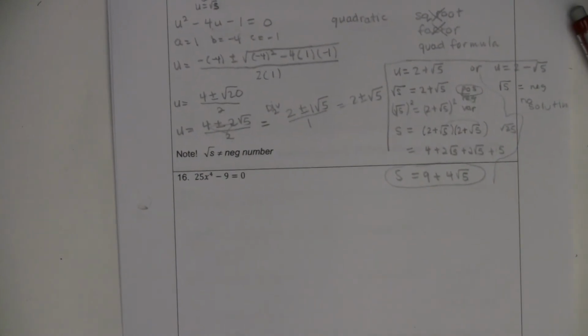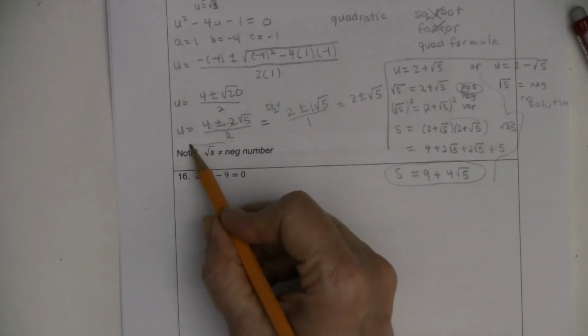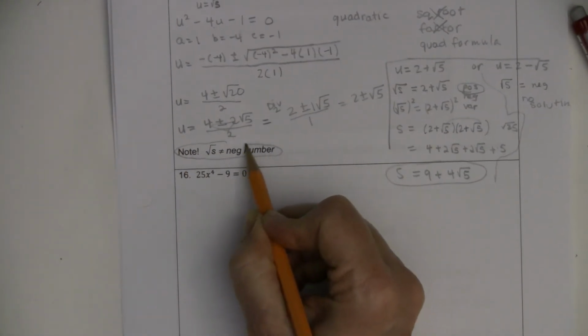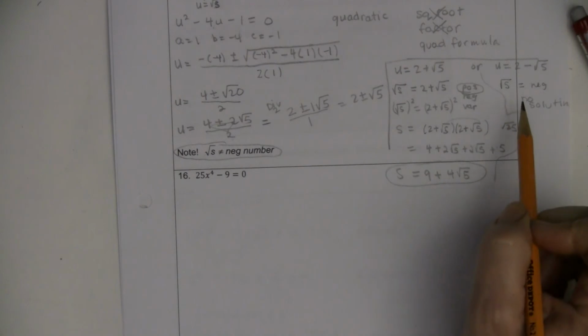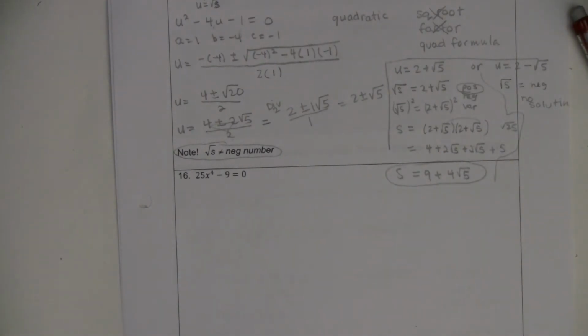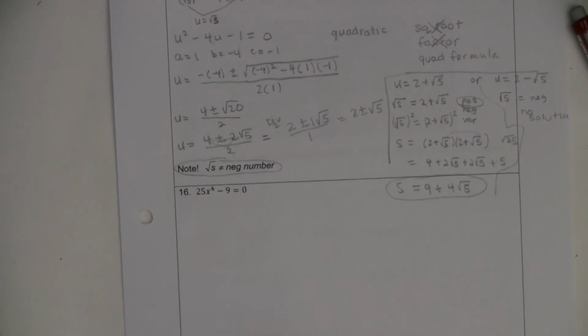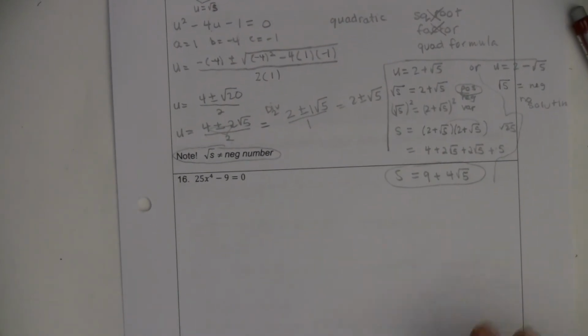Okay, and so that one spilled over into everywhere. And this is just a reminder that the square root is not equal to a negative number. So remember when we solved that over there, just a note on that. Okay, one more to solve here, number 16 from your book.